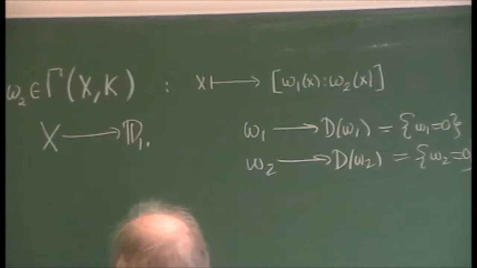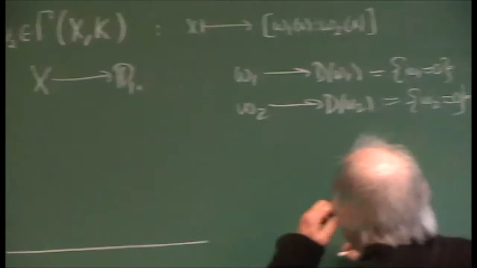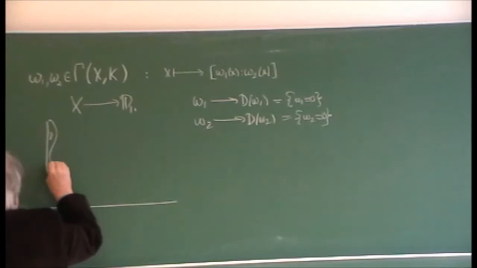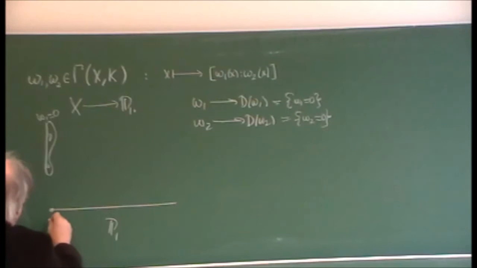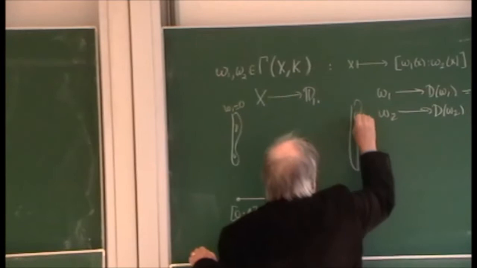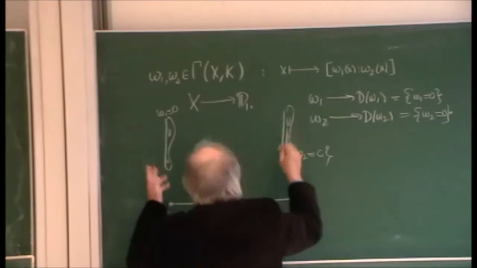Where omega 1 is 0, this is the point 0, 1. So here is some curve, which is a divisor with multiplicity. This is where omega 1 is equal to 0. And if this is P1, then this is the point 0, 1. And this might be where omega 2 is equal to 0, with multiplicity and so on, all sorts of stuff. And this is this point.